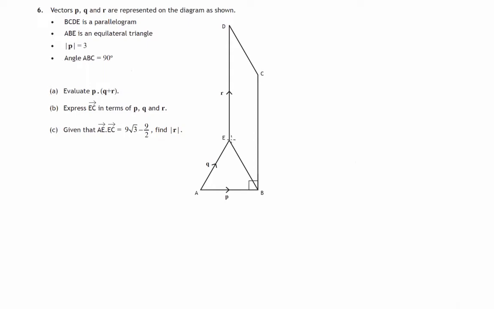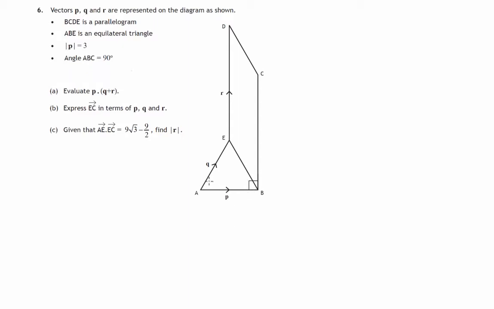Here we have an equilateral triangle and a parallelogram. Various lines represent various vectors. We're told the magnitude of vector P is 3. That's represented by the line AB, one of the sides of this equilateral triangle. So the length of AB will be 3, as will the other two sides on this equilateral triangle.